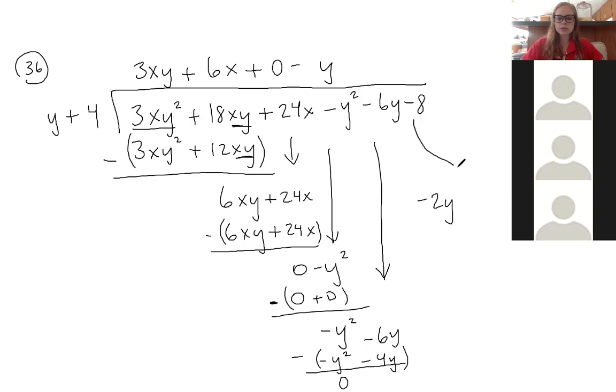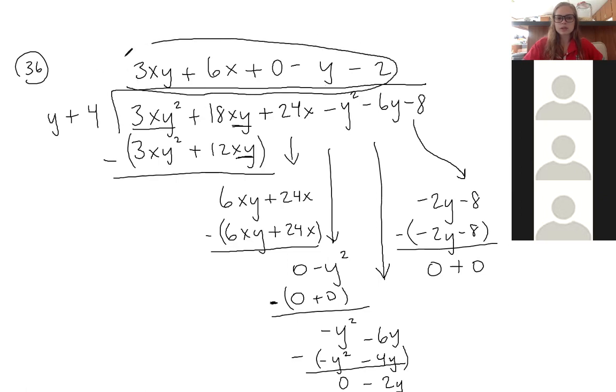And then I got to bring down my negative 8. So that's negative 2y, just bringing it right up here. So here we go. Negative 2y divided by y. That's negative 2. Negative 2 times y is negative 2y. Negative 2 times 4 is negative 8. Subtract those. Negative 2 plus 2 is 0. Negative 8 plus 8 is 0. So here is your final answer.